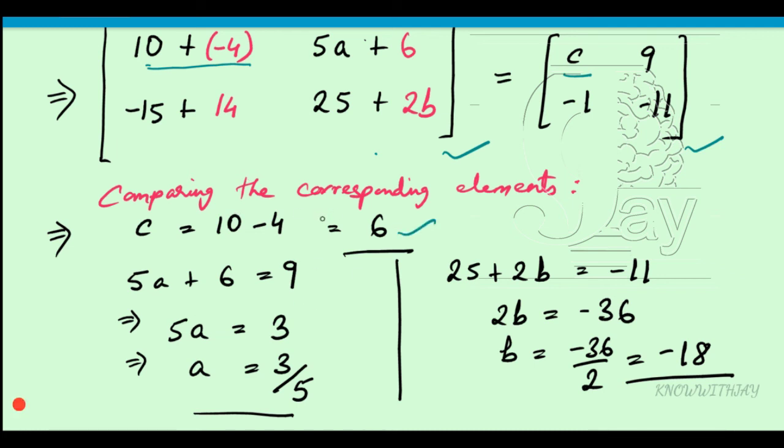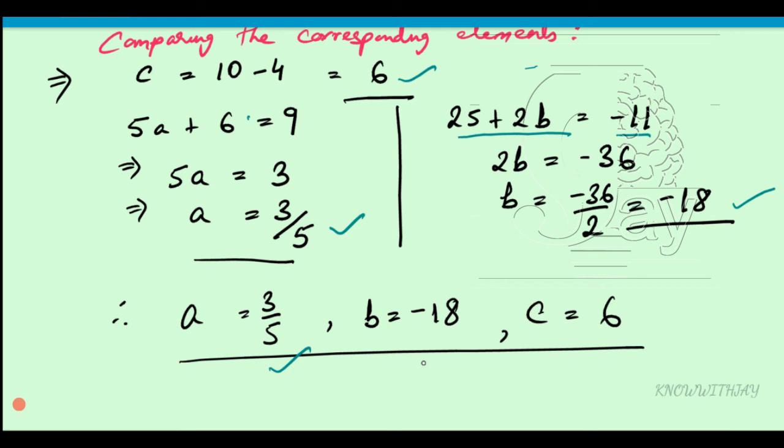Okay, and comparing the second element, 5a plus 6 equals 9. So we can easily find a equals 3 by 5. Comparing the fourth element, because the third element you can check whether it's true or not: minus 15 plus 14 is minus 1, so yes, it's true. So we can compare the fourth element and find the value of b. 25 plus 2b equals minus 11, so b equals minus 18. So a equals 3 by 5, b equals minus 18, and c equals 6.